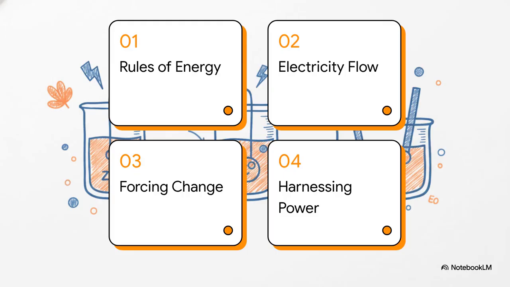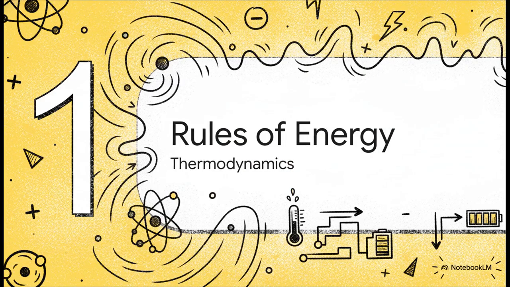Here's our quick roadmap for today. We'll start with the rules of energy, then move into how electricity flows, check out forcing chemical change, and finally wrap up with harnessing chemical power. All right, kicking things off with part 1, the rules of energy. Because before we can command electricity, we kind of need to understand the thermodynamic playground we're working in.